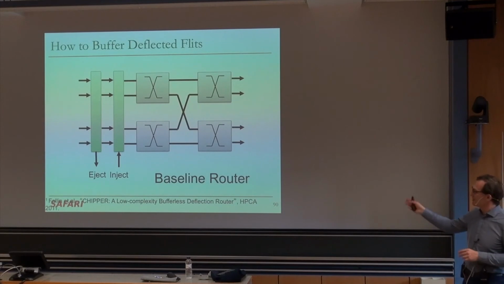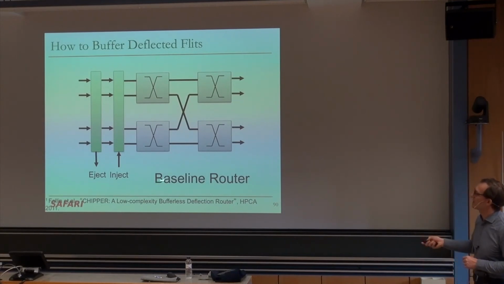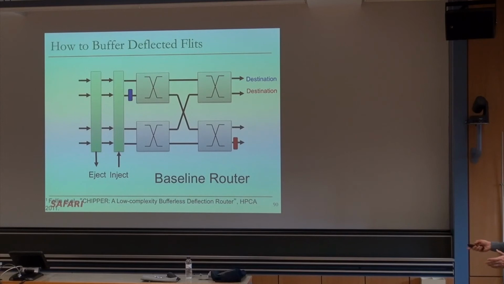So if you go back to the baseline router that we've discussed, this is a CHIPPER router. You have injection, ejection, and then this permutation network. Okay, this somehow gets deflected because this one happens to be prioritized. It happens.